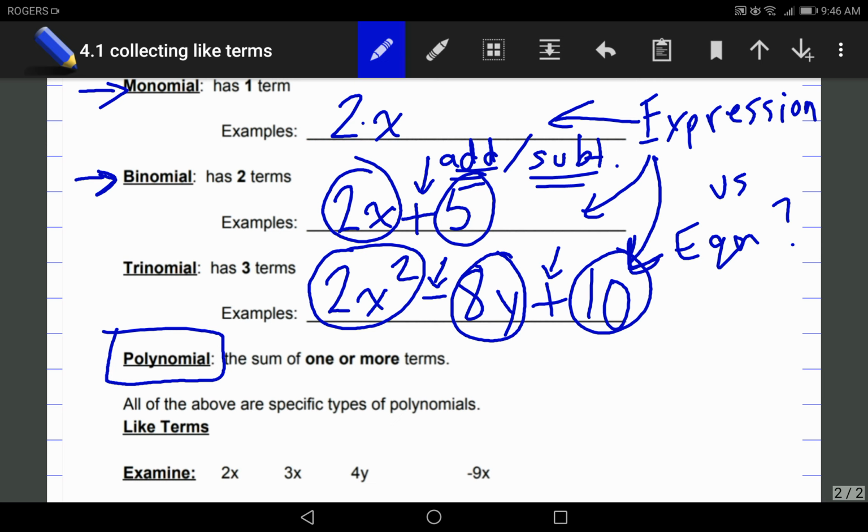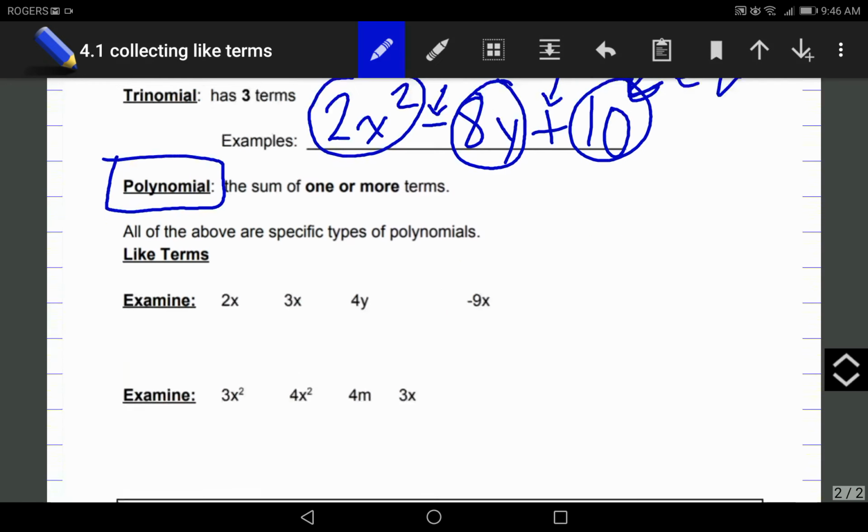So they are different. If you hear me say an expression, I'm referring to something that does not have an equal sign. It's not a formula. It's not an equation. It's simply mathematical language. Okay? Whereas an equation actually has an equal sign, okay? And you can think of formulas, for example, that have equal signs. That is what an equation would be.